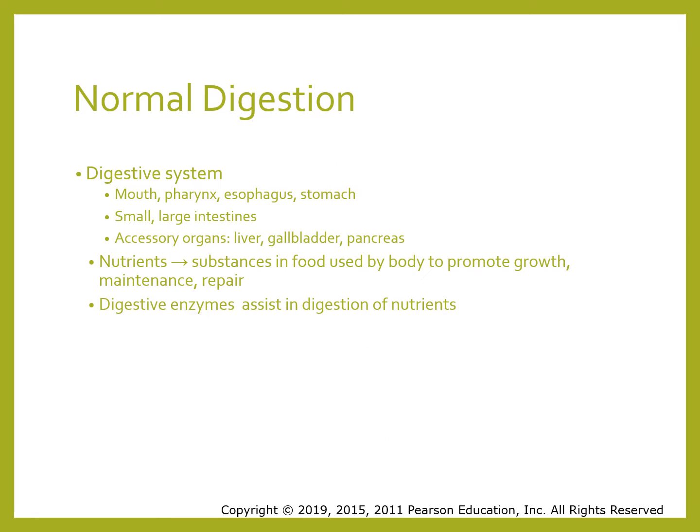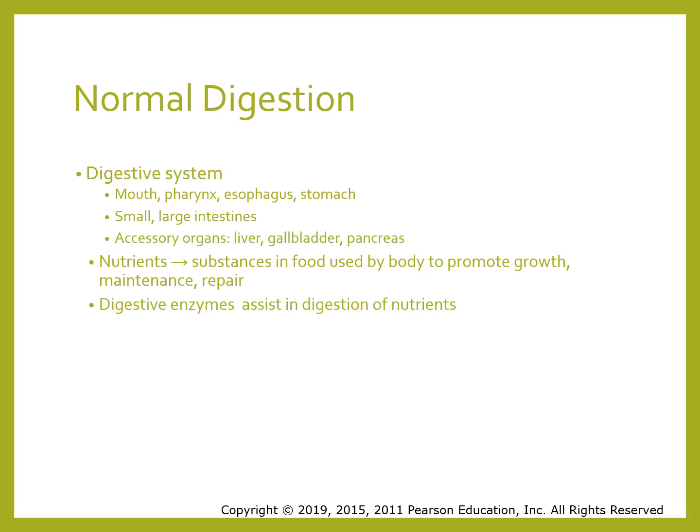Normal digestion. The digestive system consists of the mouth, the pharynx, esophagus, stomach, small and large intestines. Accessory organs such as the liver, gallbladder, and the pancreas also are part of this system. Nutrients are substances found in food that are used by the body to promote normal growth, maintenance, and repair. And we've kind of talked about that numerous times through different lectures. The digestive system provides the body with nutrition, balancing fluids, and electrolytes. So here we can connect that to that concept.